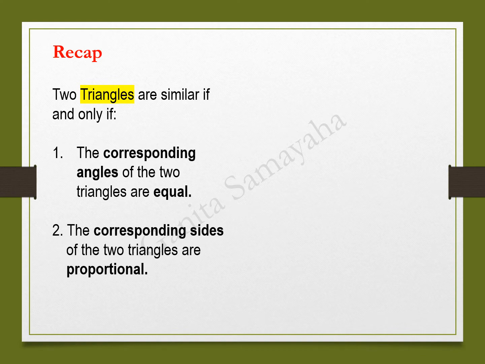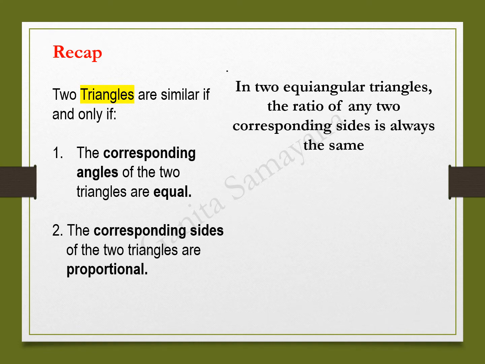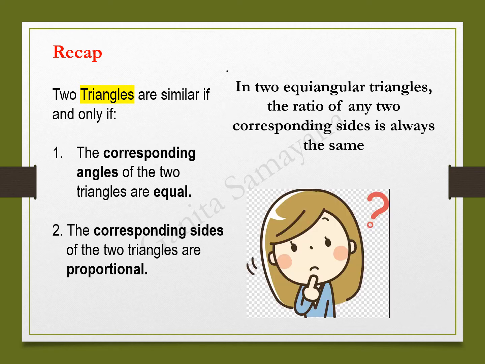Then later on, we have come across another statement also which we just used. What is that statement? In two equiangular triangles, the ratio of any two corresponding sides is always the same. Now, are we wondering if the two are different or they are same? Do we have to know two different concepts? No, they are the same concept. Again, let us see how it is.